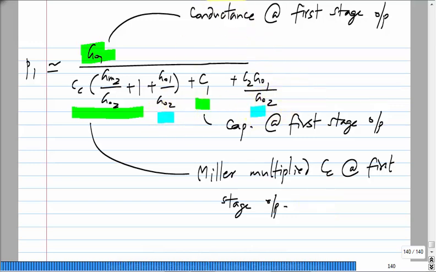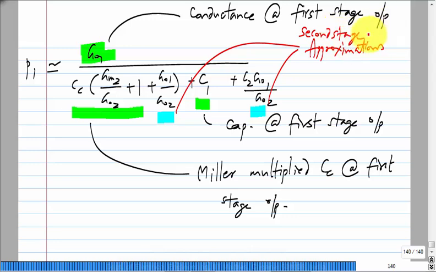And these two are, at least I do not have any physical intuition for it, but I will blame it on the approximations we have made. And more importantly, the second stage is not a voltage controlled voltage source. Okay. But you should be able to see that if the conductances are of similar magnitude and the capacitances are of similar magnitude, those extra terms are not the dominant ones. The dominant one is CC times GM2 by GO2.